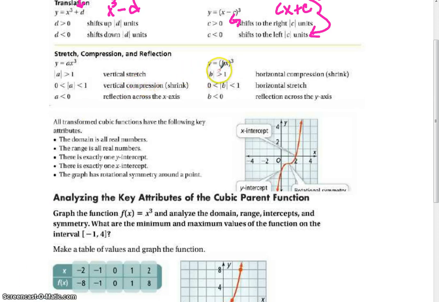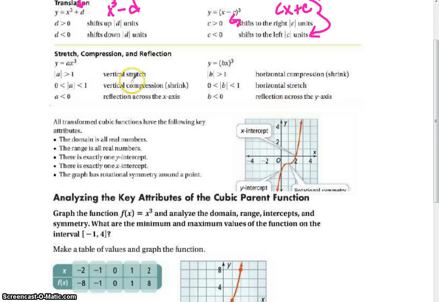If you have a coefficient trapped inside parentheses with the x, it is a horizontal change, and it does the opposite of what you would expect. So if it is bigger than 1, it is a horizontal compression. If it is between 0 and 1, in other words, a fraction smaller than 1, it is a horizontal stretch. And if it is negative, it reflects across the y-axis.